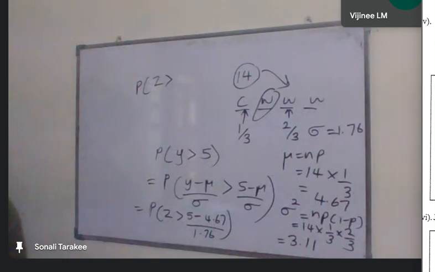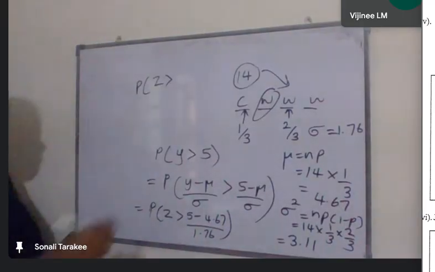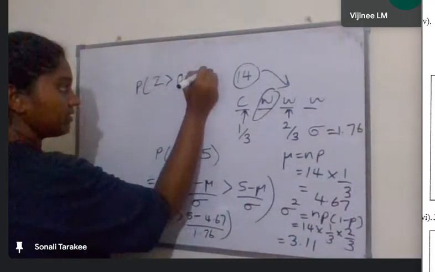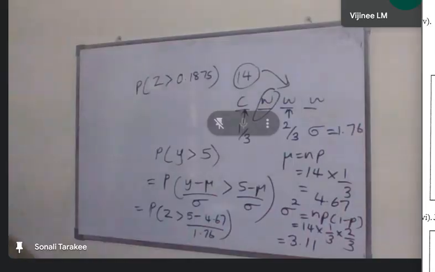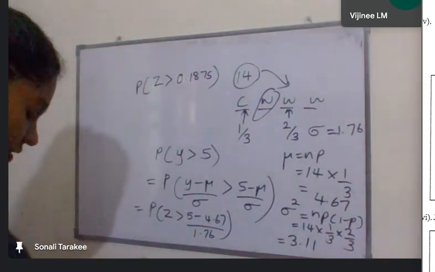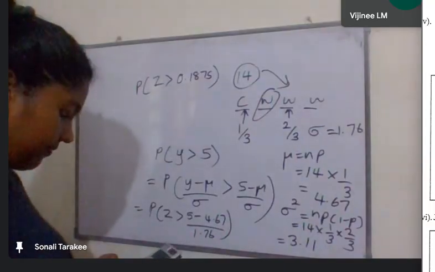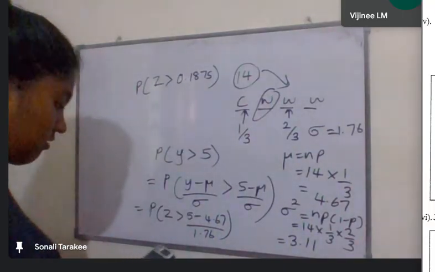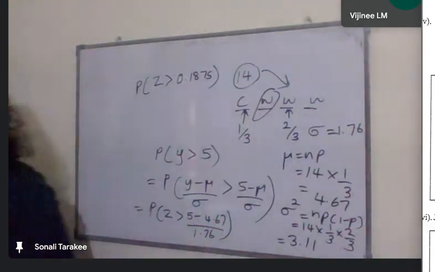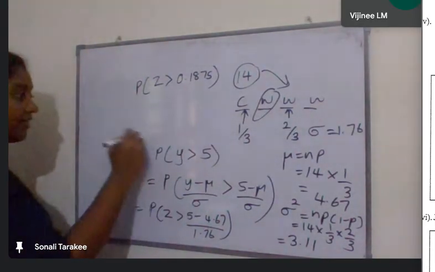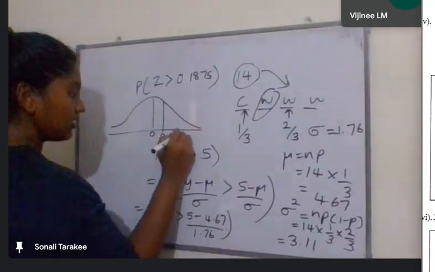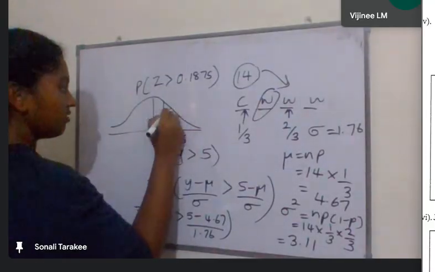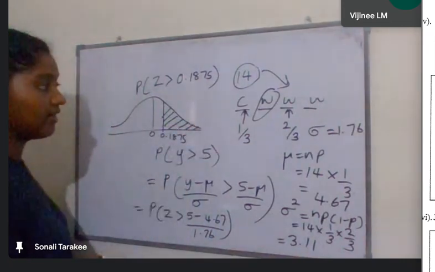Pz greater than the value here you get is 0.1875. I don't know whether this is correct. Hold on, I'll calculate. 5 minus 4.67 divided by 1.76. Yeah, 0.1875. So again, we'll draw the bell-shaped graph. Here 0, here 0.1875. So you have to calculate this area.